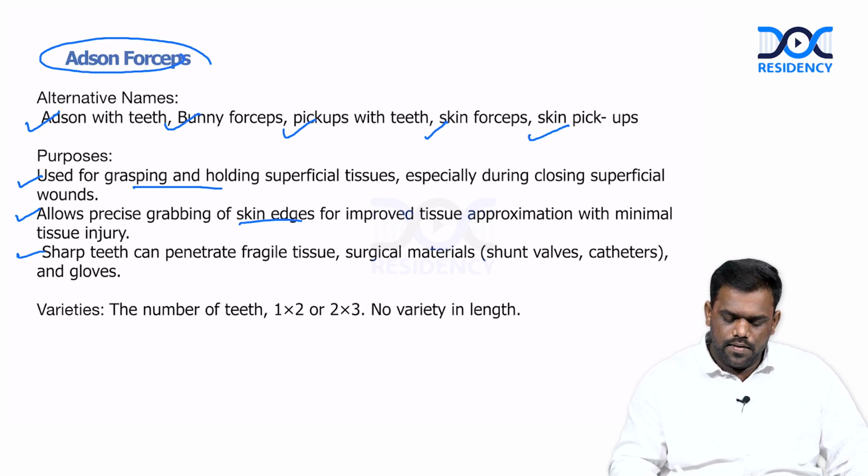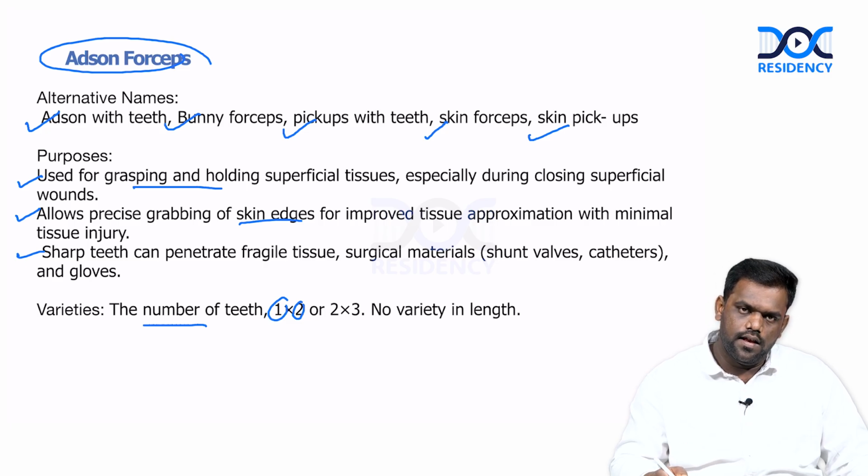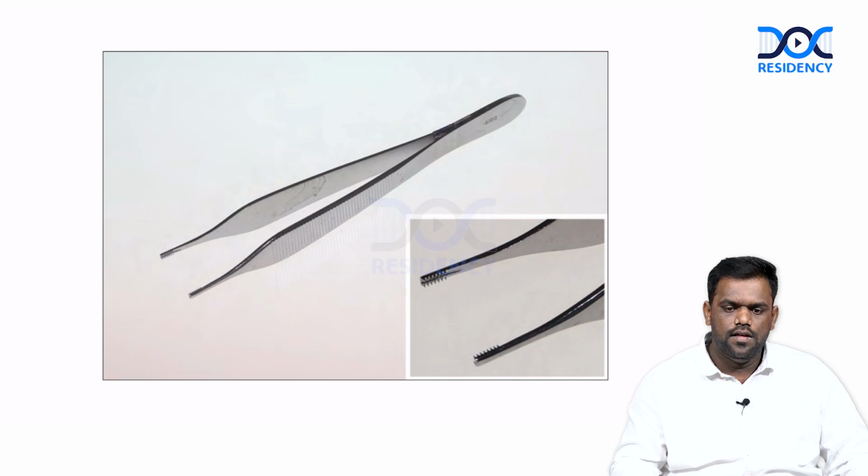Based upon the number of teeth, it can vary. It has one tooth on one side and two serrated teeth on the other side, 1:2 and 2:3, like that. Based upon the number of teeth, the material can be varied. That's Adson forceps.